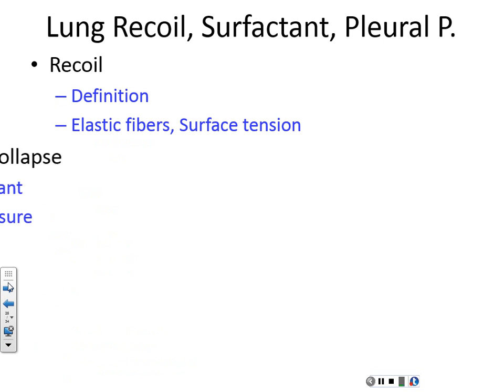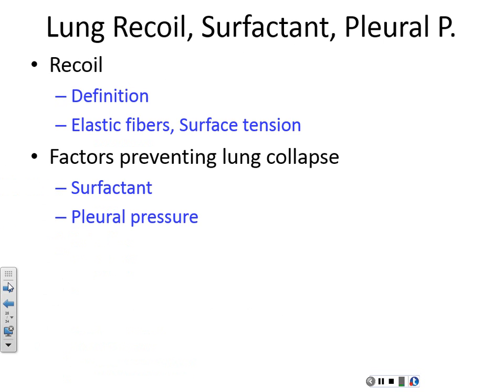Okay, so that's that. Recoil of the lungs is because of the elasticity of the lungs, right? Of course, and the negative pressure in the pleural cavity tends to cause the lungs to expand. Surface tension, because of the attraction of the water molecules, causes them to recoil too. Okay, and then surfactant prevents lung collapse.